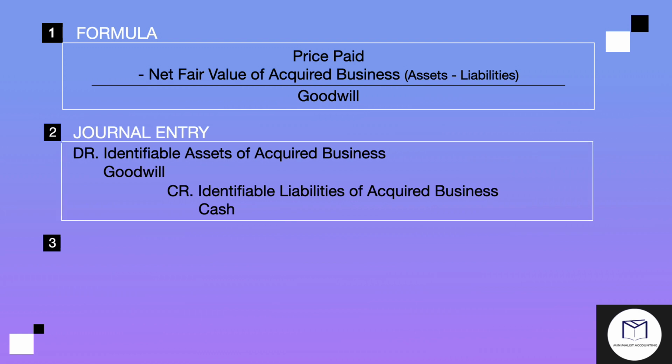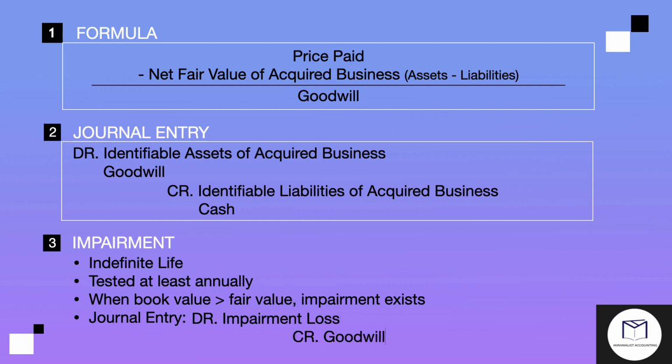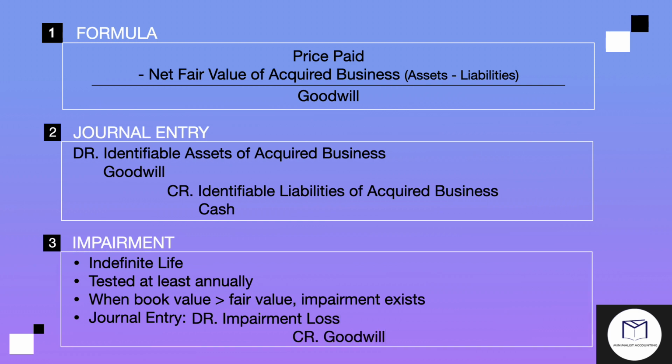Furthermore, like all intangible assets, goodwill is tested for impairment. However, it is unique in that it is considered to have an indefinite life. It is tested for impairment at least annually, and whenever the book value exceeds the fair value, impairment exists. To record this journal entry, we would do so by debiting an impairment loss, and finally, crediting our goodwill account and reducing the asset.